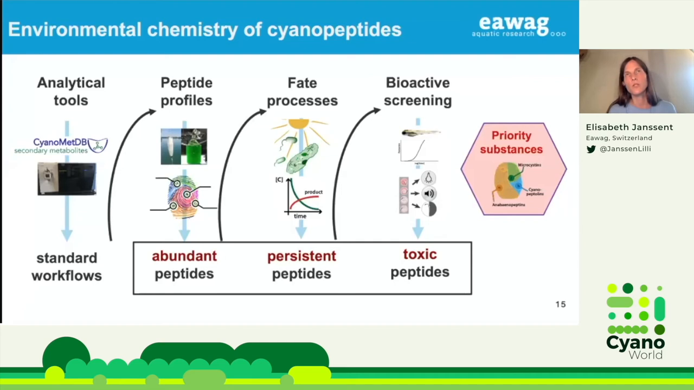And here we look at ecotoxicological effects in aquatic organisms. So I call those then priority substances because as there are so many, it's very hard to decide which ones are the most important ones. But based on my context, I look at abundant and persistent compounds that are of interest. And now what I thought I'd do in the last portion of the talk is show you a little bit about the fate processes that we study.